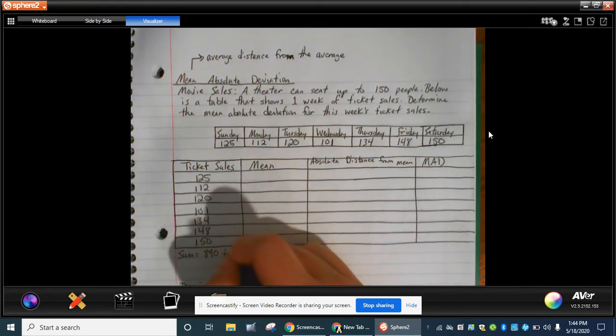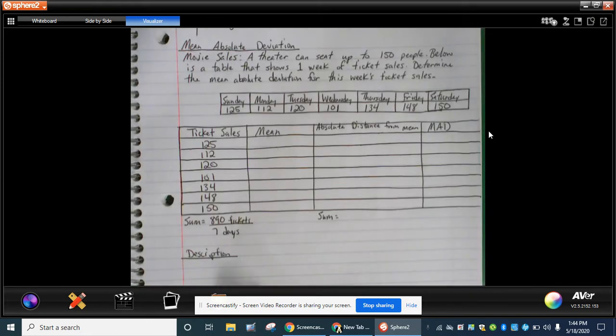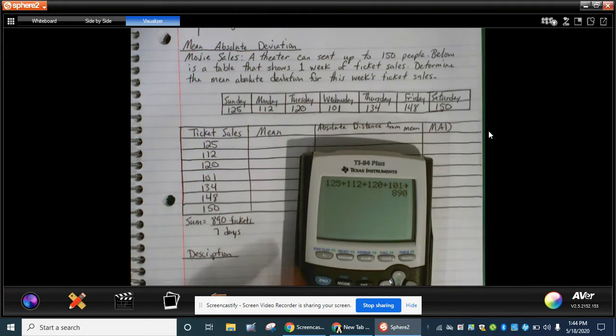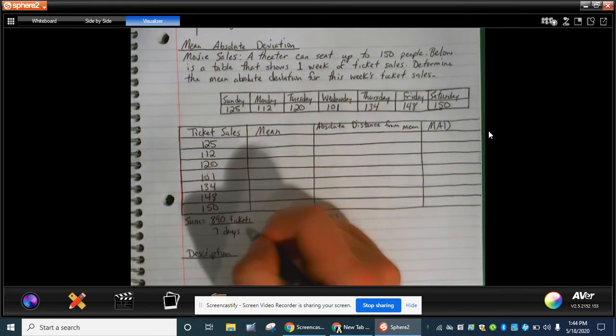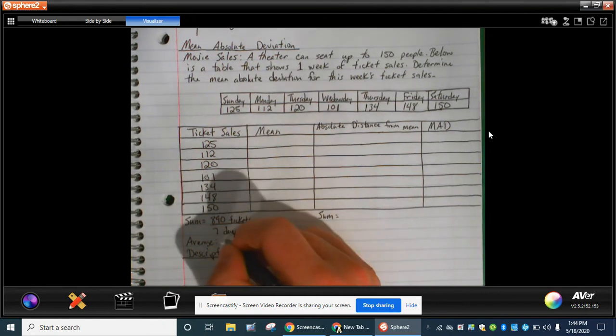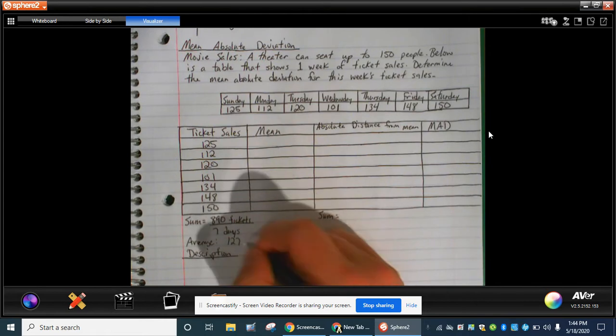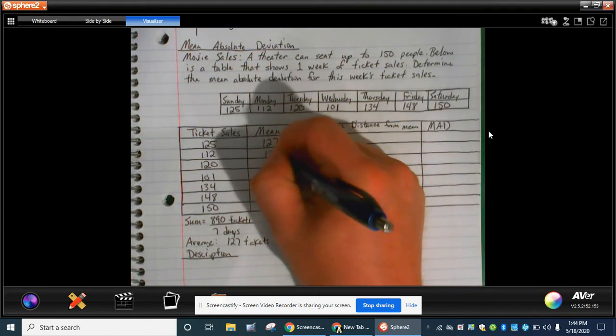890 tickets were sold over 7 days. So let's figure out how many tickets they sold per day. We're going to take 890 and divide it by 7. So we get approximately 127 tickets sold, and I am going to approximate that. So the average is going to be 127 tickets. And for the sake of this video, I'm going to use a whole number. So the mean was 127.